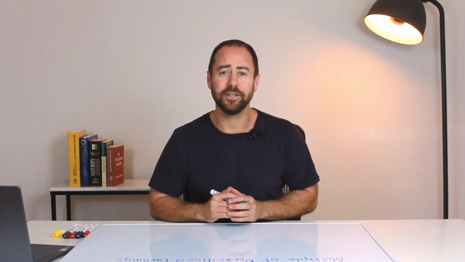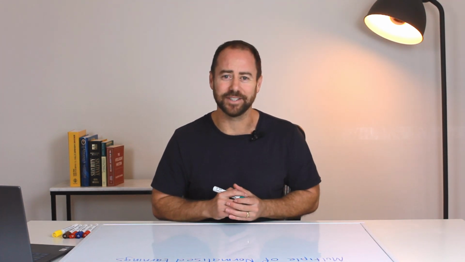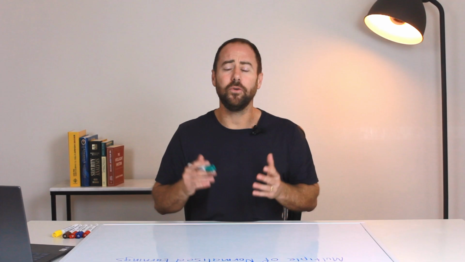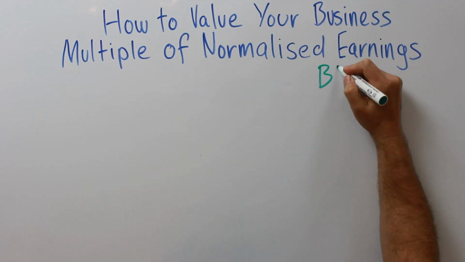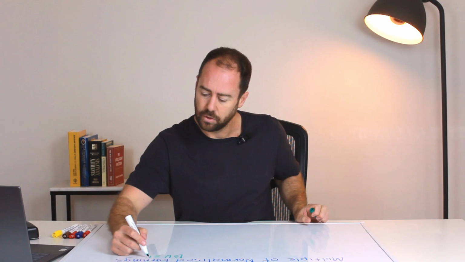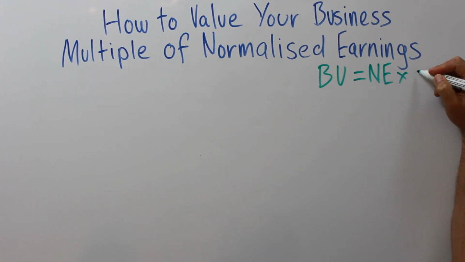The multiple of normalized earnings formula is exactly what it sounds like. It's where we calculate the value of the business by applying a market rate multiple to the maintainable earnings of the business. The formula is pretty simple. It's simply business value equals normalized earnings times a multiple.